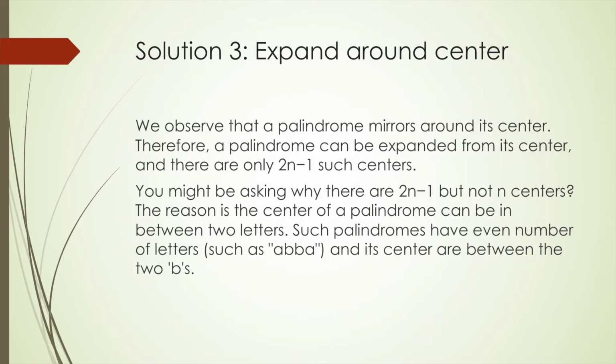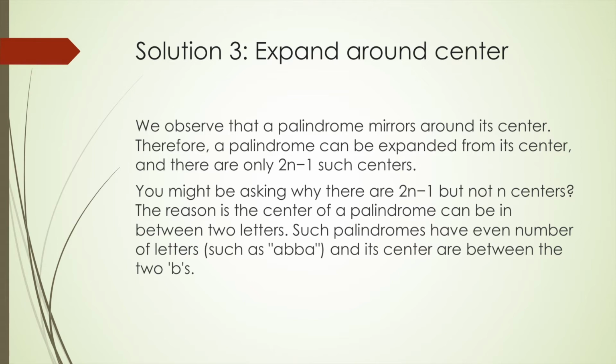The third solution is expand around the center. We observe that a palindrome mirrors around its center. So if we find a palindrome, we can always expand from the center to check all the possibilities. There will be only 2n minus 1 such centers in a string whose length is n.